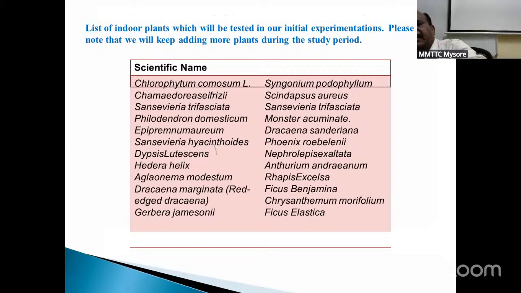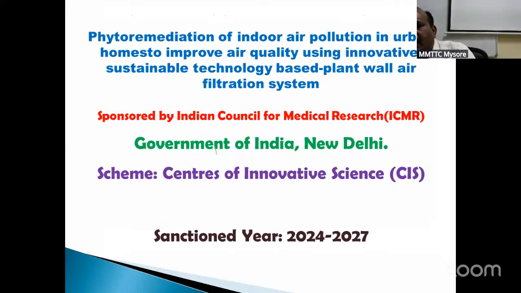This is the list of indoor plants which were tested in our initial experimentation, and note that we will keep adding more plants during the study period. These are the common identified plants, and we are also working on them. And after that, this we got now: Remediation of indoor air pollution in urban homes to improve the air quality using innovative sustainable technology based on plant wall air filtration. It's sponsored by the Indian Council of Medical Research, Government of India, New Delhi. The center is innovative sciences.